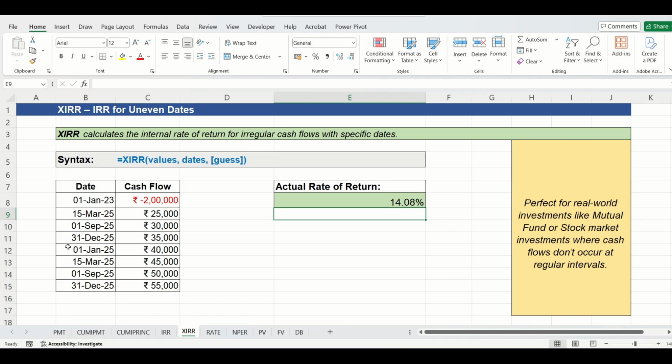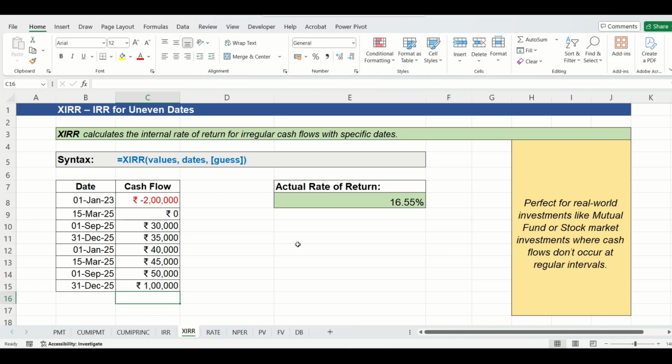You can change these figures or the dates to know what is the actual percentage of return that you are getting. Suppose we are changing this as 0. So the actual rate of return drops to 9.83%. And suppose we are getting 1 lakh at the end of the investment. This actual rate of return is rising to 16.55%.